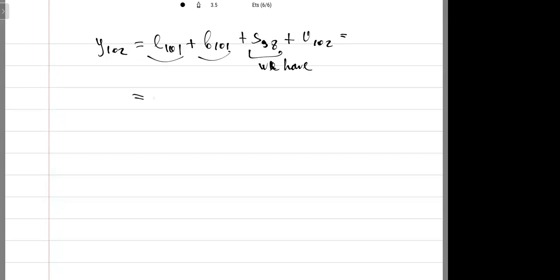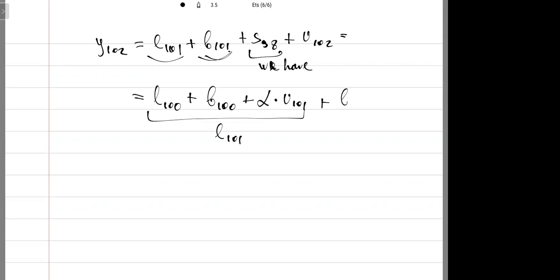So what will it be? It will be L100 plus B100 plus alpha times U101. So this is L101. And what is B101? It's B100 plus beta times U101.